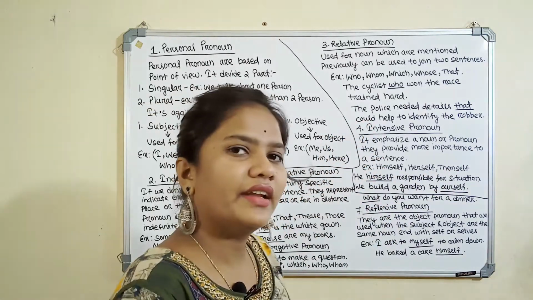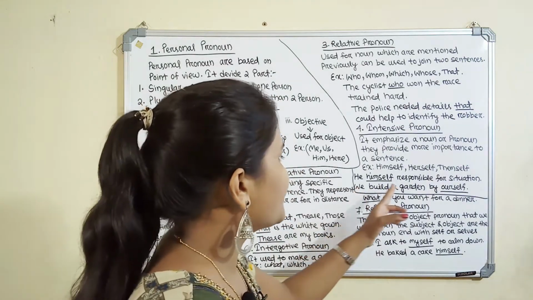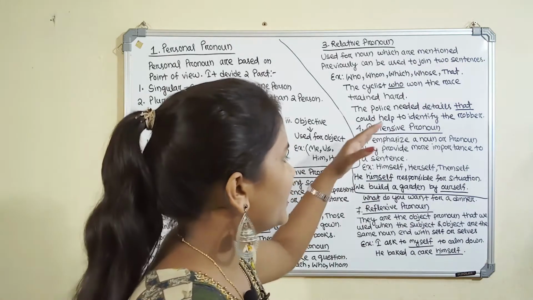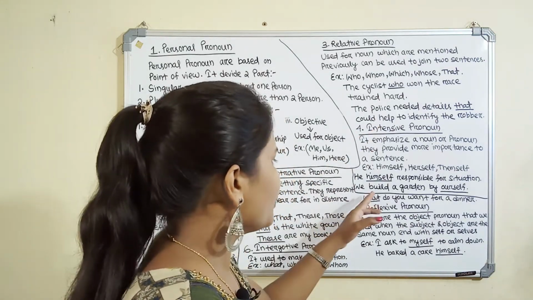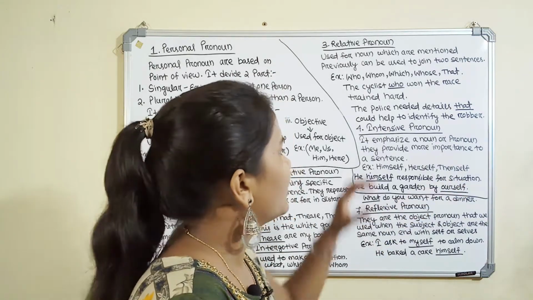Let's take a sentence example, then we can know easily. He himself is responsible for the situation. Himself is the intensive pronoun. We built a garden by ourselves. Ourselves here is the intensive pronoun.